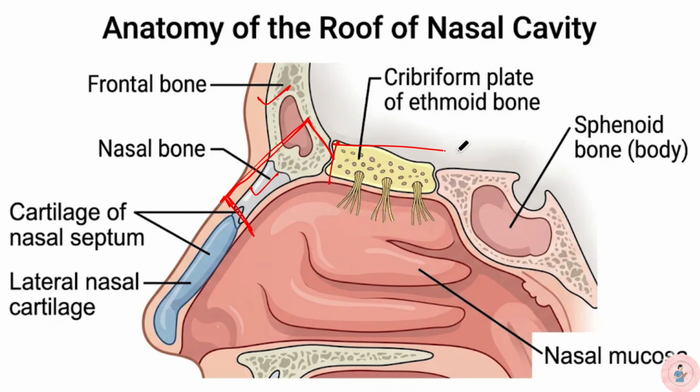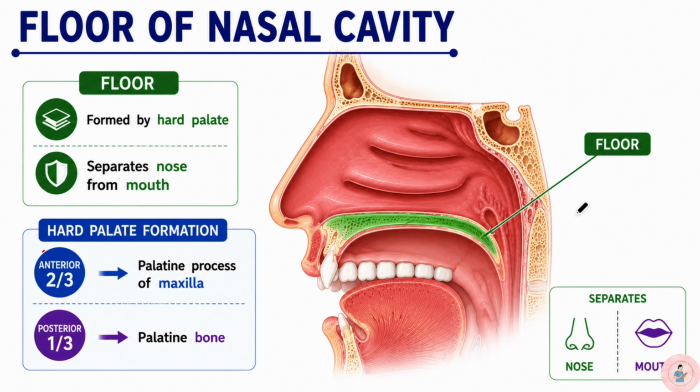Then we have the horizontal middle part which is made up of the cribriform plate of the ethmoid bone. Here olfactory cells are also present which help us in smell. Fine. Then we have the downward slope which is made up of the sphenoid bone. Fine. So this is about the roof of the nasal cavity.